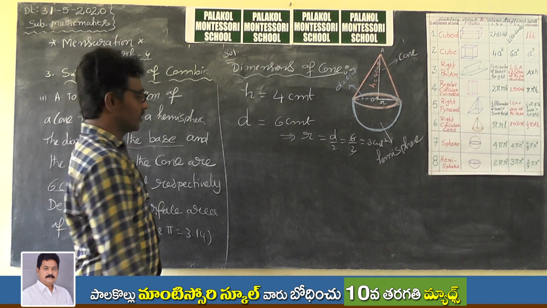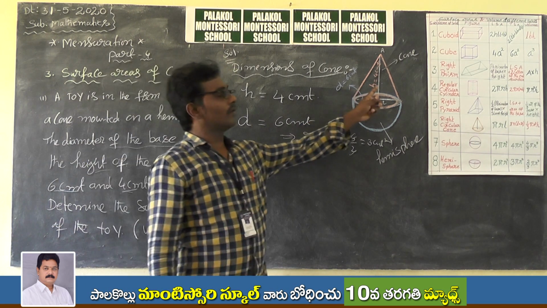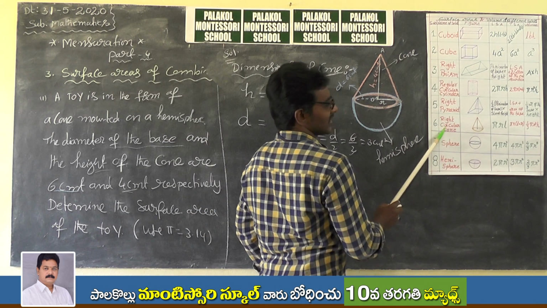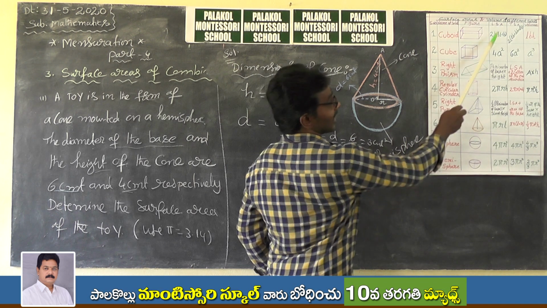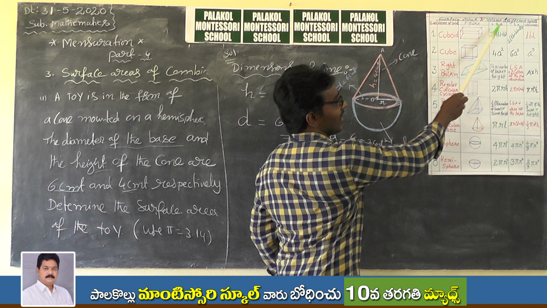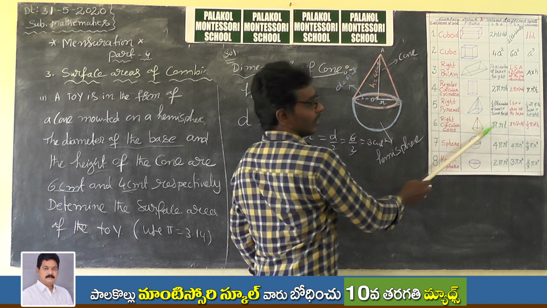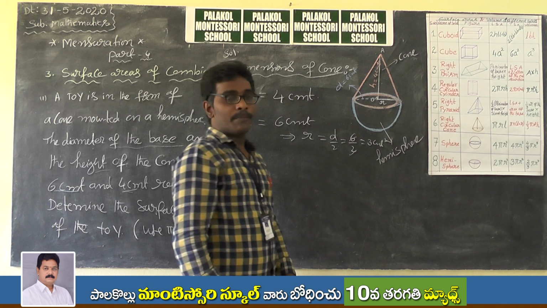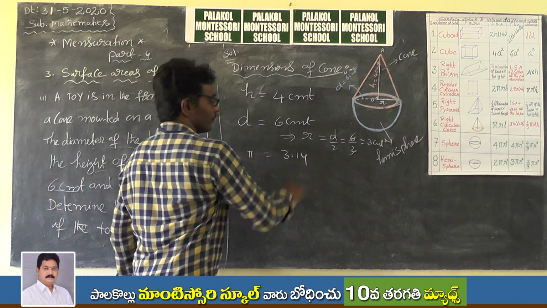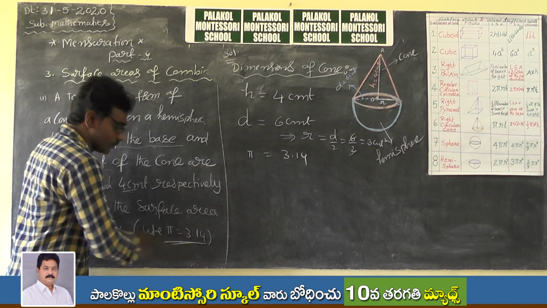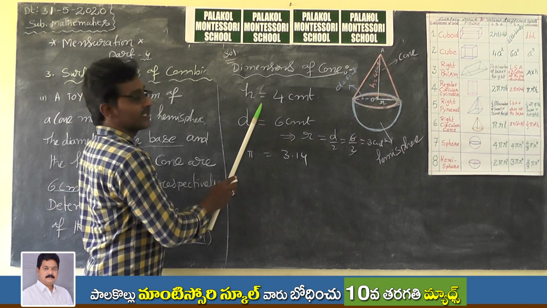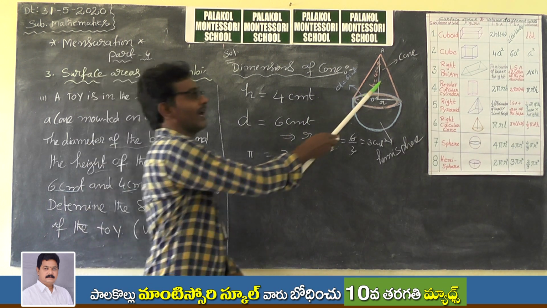What do you want to find out? The curved surface area of the cone. Remember, see the chart, this is a cone, the sixth one. Curved surface area, another name, lateral surface area. For the cone, the formula is pi r l. The pi value is already given, pi is equal to 3.14. R is ready, h is ready, but not the l value.